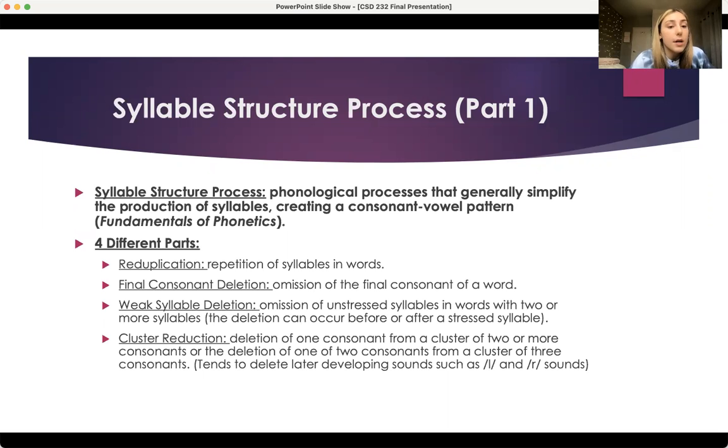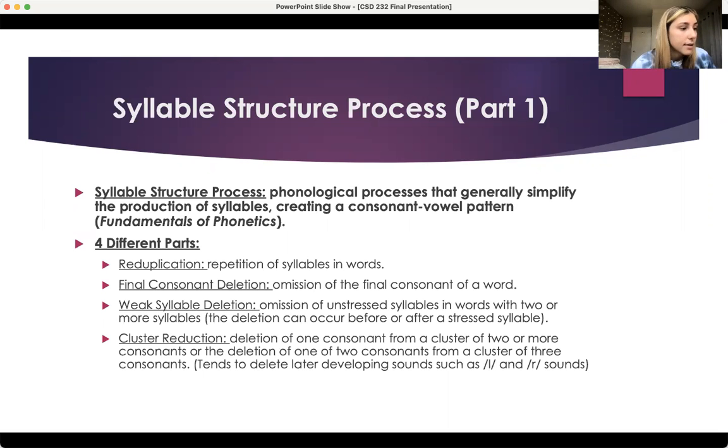So syllable structure processes is the phonological process that generally simplifies the production of syllables, creating a consonant vowel pattern. And it's made up of four different parts, as you can see below. The first one I want to talk about today is reduplication. Reduplication is the repetition of syllables in words.